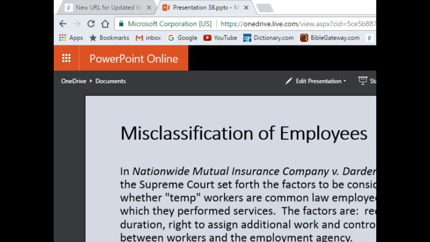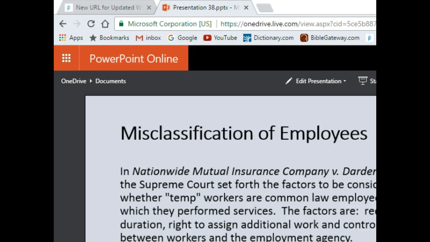We've also talked about misclassification of employees earlier in our course with respect to the Fair Labor Standards Act, that's the FLSA, and unpaid overtime claims. So here we go again. We need to find out how employees are sometimes improperly classified as independent contractors when in fact they're really truly employees.